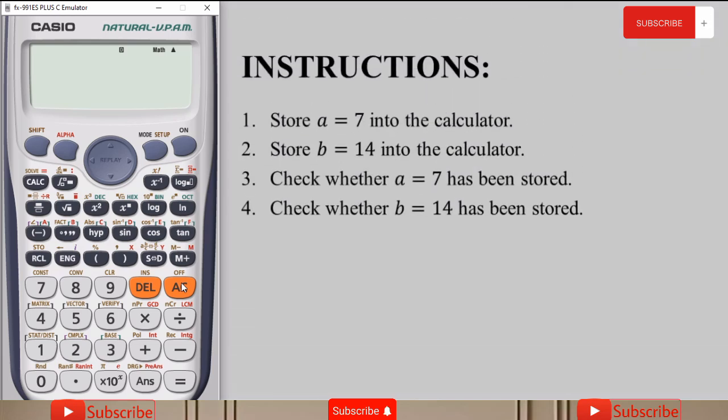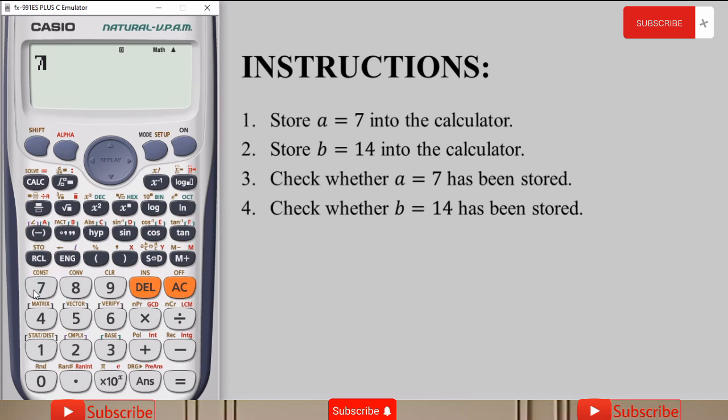So without wasting much time, let us move on to the instructions. For the first instruction, you have to store A equals 7 into the calculator. So we follow the procedure that we used earlier. So we are storing A equals 7. And as I earlier stated, you have to first input the number into the calculator. So I input 7 into the calculator.